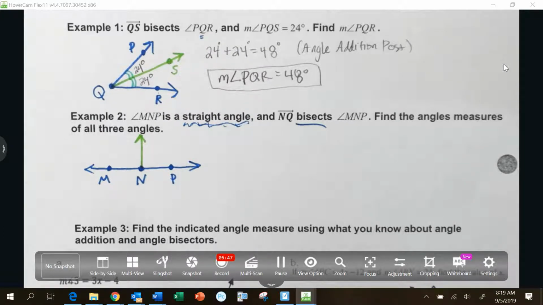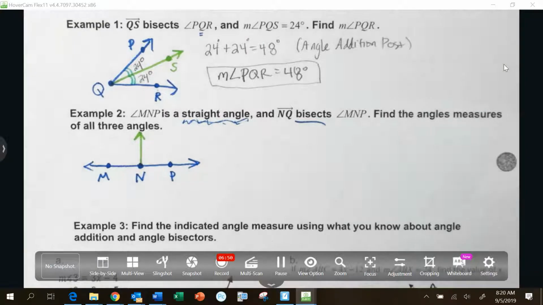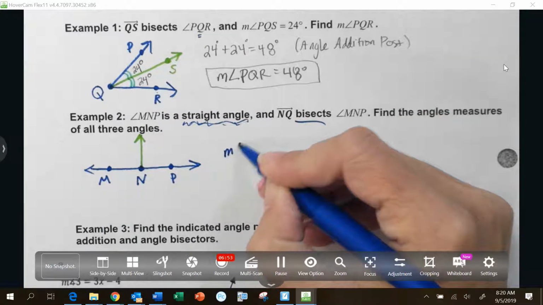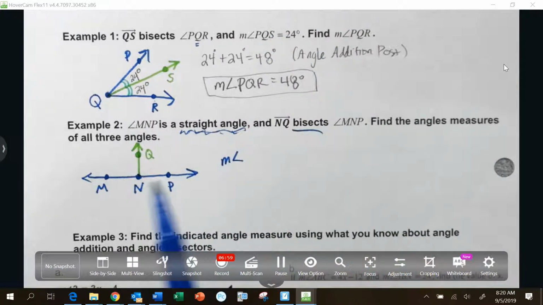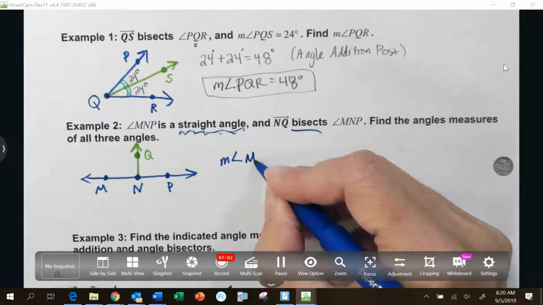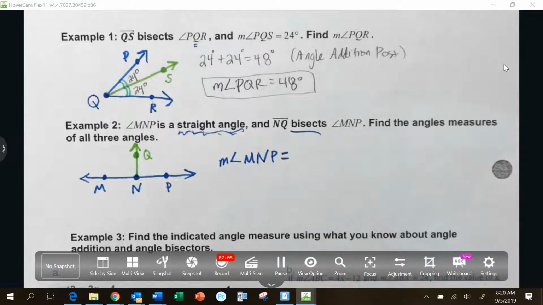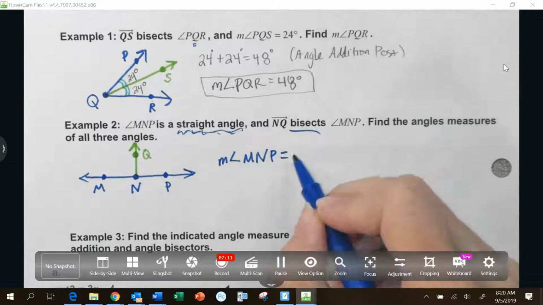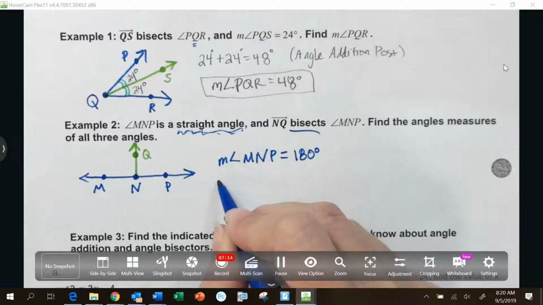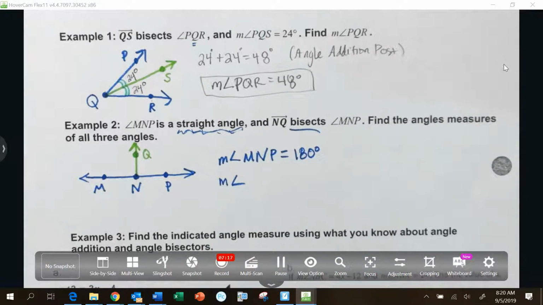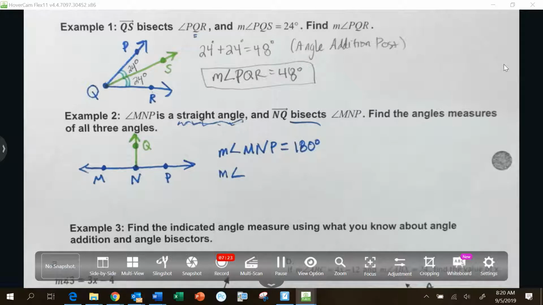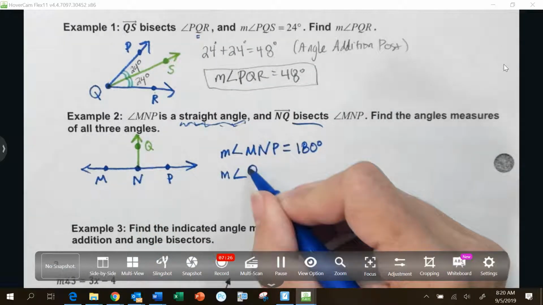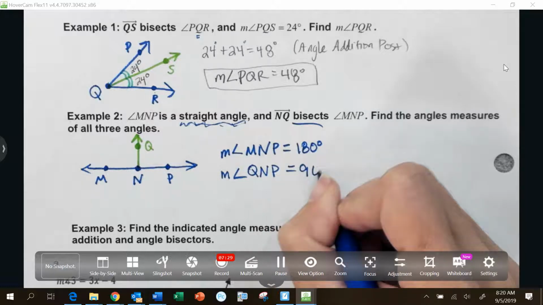Find the angle measures of all 3 angles. So the first angle is given to us. Oops, I forgot to put Q down. Q. Here we go. Measure of angle MNP. John? MNP is 180 degrees. Perfect, because that's a straight line. Now we've got another angle that we need to find. Maggie, can you tell me a different angle that I need to find, and the measurement? QNP is 90 degrees. Okay.